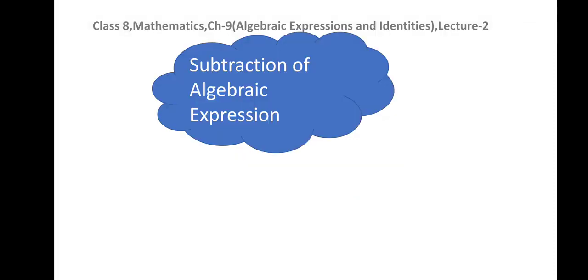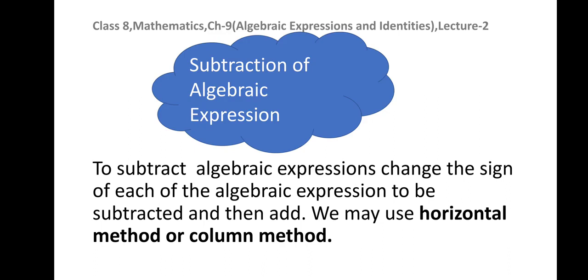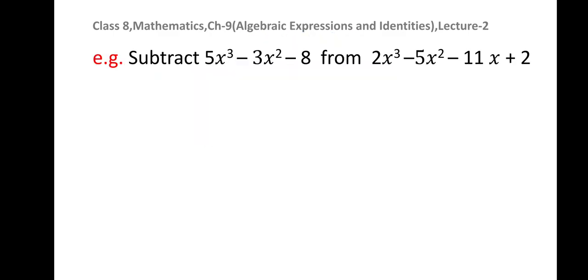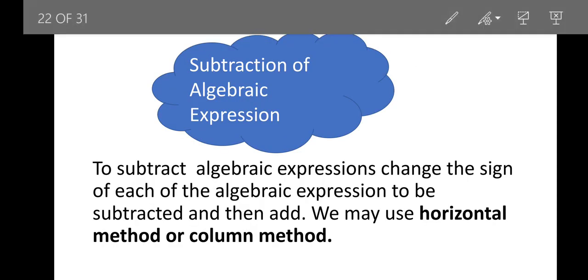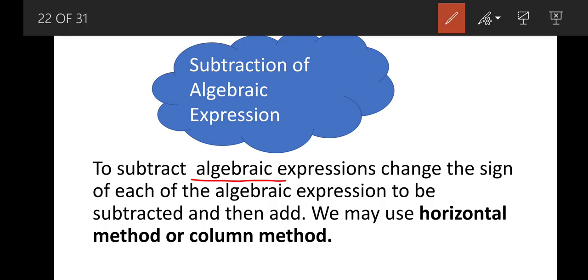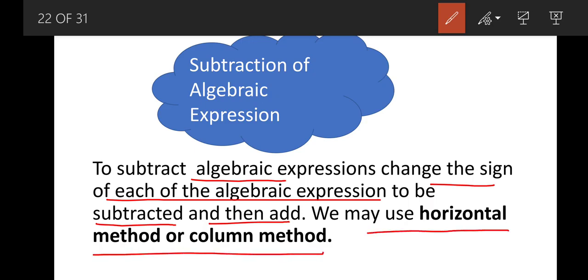Now, subtraction of algebraic expressions. To subtract algebraic expressions, change the sign of the algebraic expression to be subtracted and then add. As you must be aware, if I need to subtract two algebraic expressions, we need to change the sign of each term of the algebraic expression to be subtracted, and then we need to add. Likewise, in this subtraction of algebraic expressions, we can use the horizontal method or the column method like we have used in the case of addition of algebraic expressions.